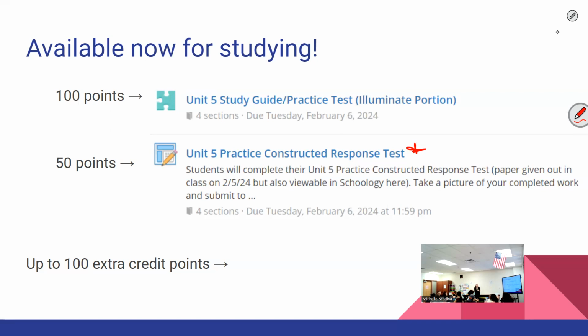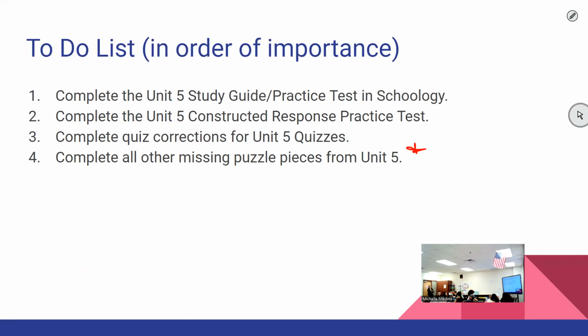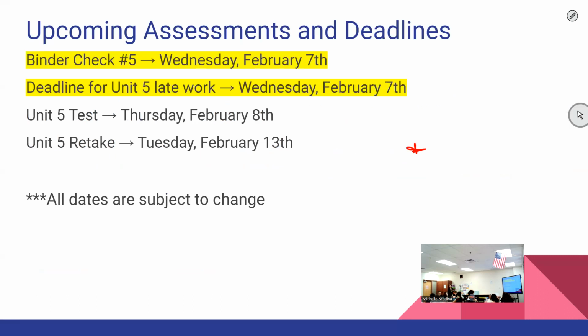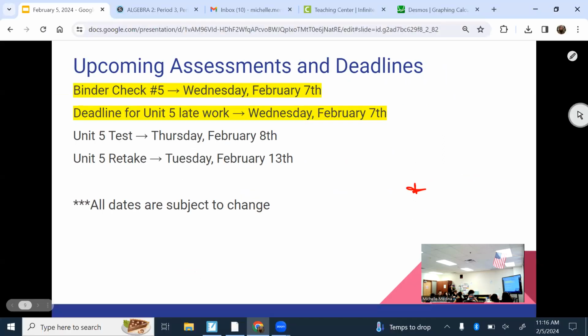When I have the extra credit study guide available, I'll let you know. It'll be in the same area that you find these two study guides, but I imagine that these two should give you plenty of work to go off of for the test. They're closely aligned. So to-do list in order of importance, that's how I would prioritize everything. And the testing schedule is back to what it's been since the beginning of this week. Question?